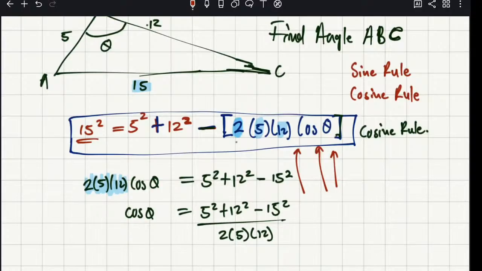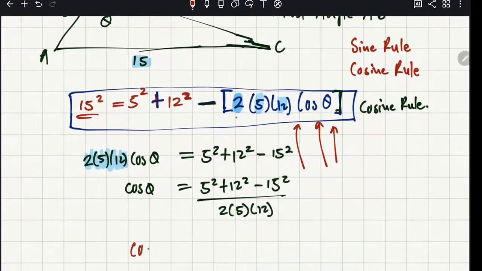You can punch it in the calculator. Tell me what you get for cos theta. Open a bracket, students. You say 5 squared plus 12 squared minus 15 squared. You close the bracket. You say divided by. Then you open a bracket and say 2 times 5 times 12. Close bracket, is equal to. Punch it the way I've just put it with the brackets there. Tell me what answer you get for cos theta.